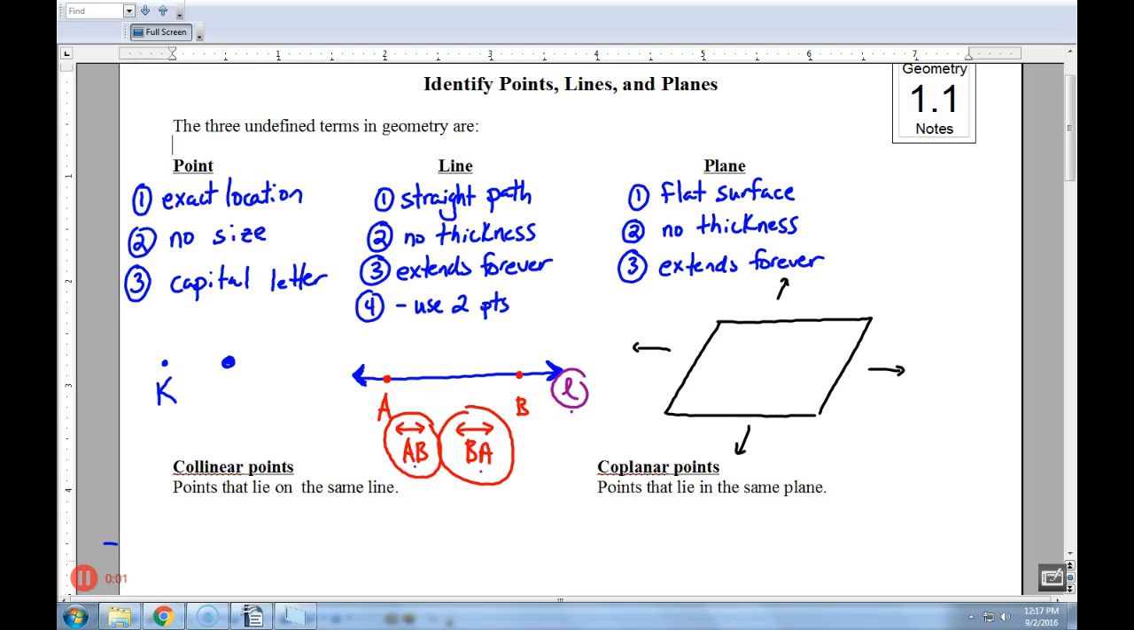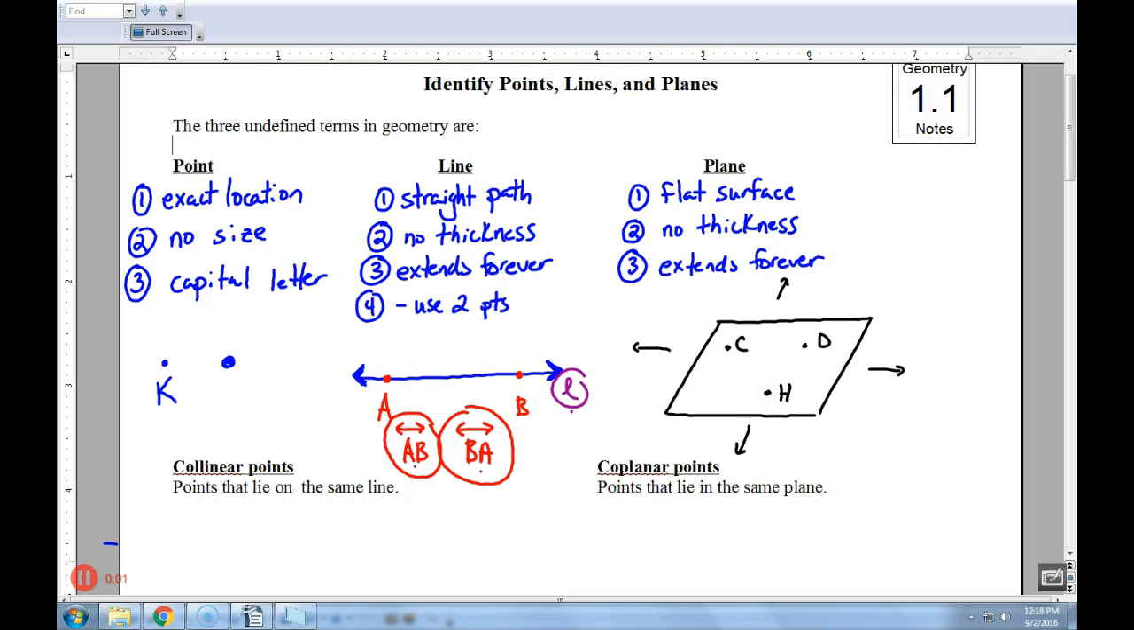Now, how do I name this? I can name it a few different ways. One way is I can name it using 3 points that live on the plane. So I'm going to just put a couple points in here. I'm going to put point C. I'm going to put point D. I'm going to put point H.